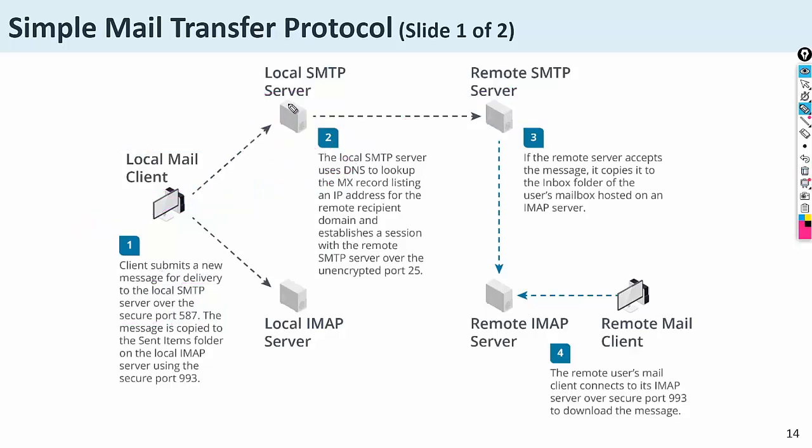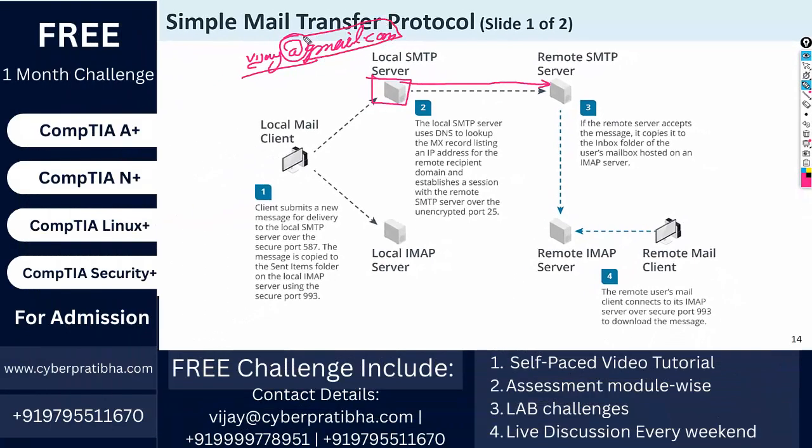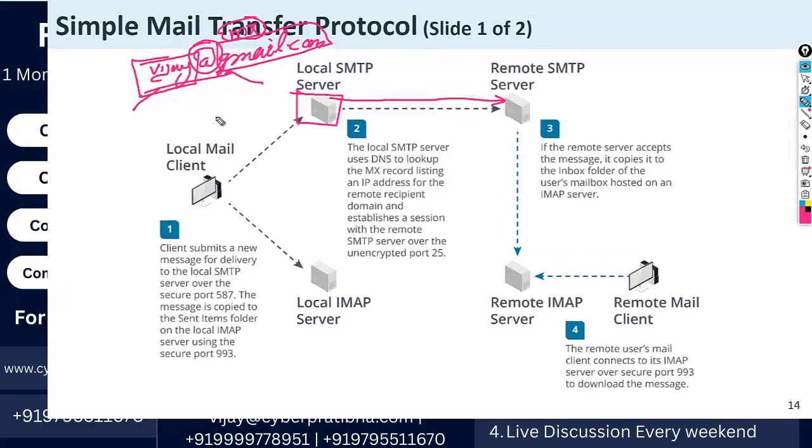So when the mail reaches the local SMTP server, it will find the remote SMTP server and then it will be forwarded. Because generally we write an address like vijay@whatever gmail.com. This is the email address. Here is the @ and this is the domain name, meaning the mail server, the MX mail server. Gmail is a mail server. All users have a username and a domain name.